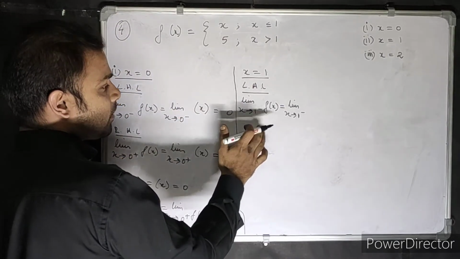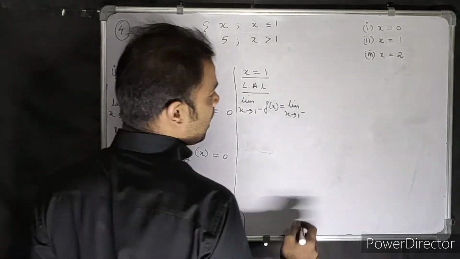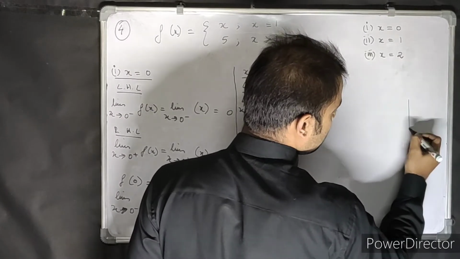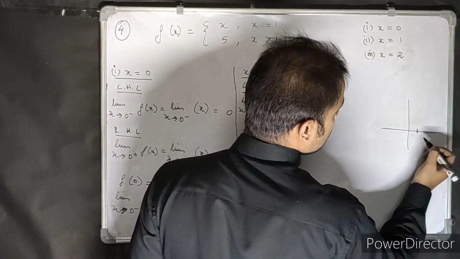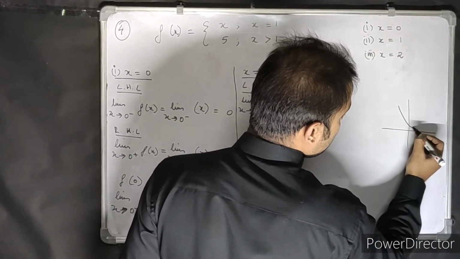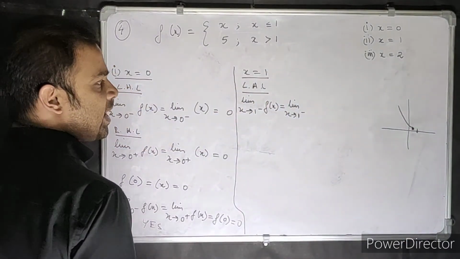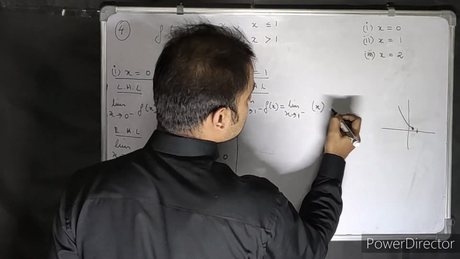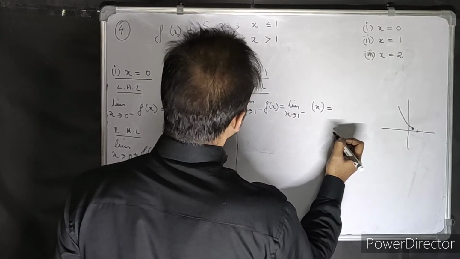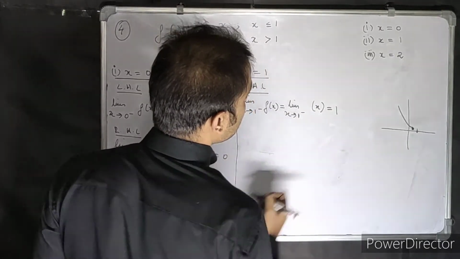So what is it? Less than 1, approaching 1 from the left hand side. See, this is 1, no? Approaching 1 from the left hand side, somewhere over here, of course, less than 1. Then you use x. Then what are you getting? When you use x, put 1 over here, so you are getting 1.